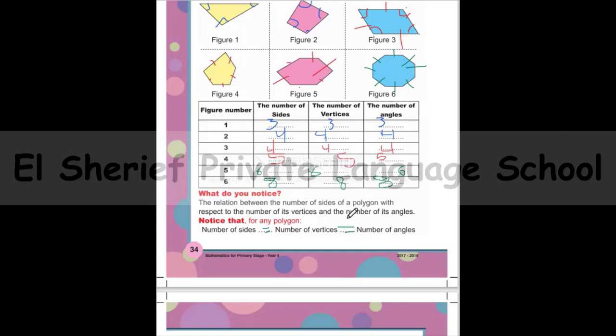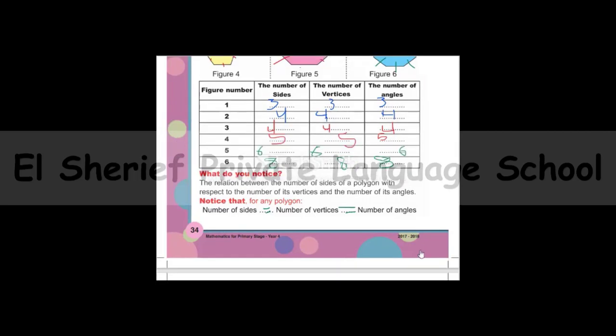So if he asks me about the relation between the number of sides of a polygon with respect to the number of its vertices and the number of its angles, we can say that they are equal. The number of sides, the number of vertices and the number of angles of any polygon are equal.